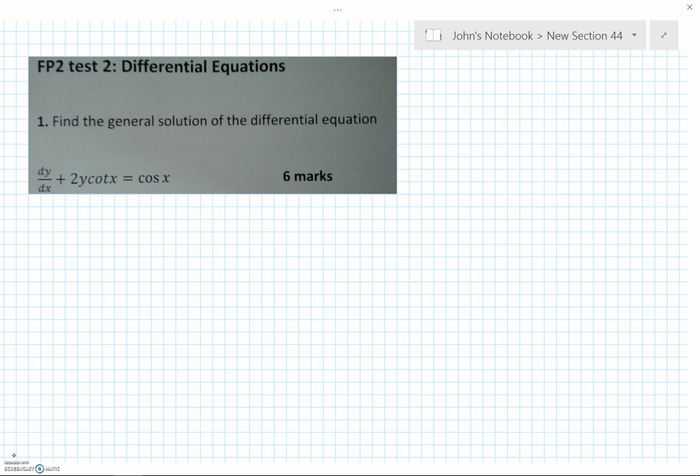So here we have the first question of the FP2 test at Havant Sixth Form College on differential equations. It's an integrating factor question. It clearly is that because in order to use the integrating factor, it needs to be of the form dy/dx + Py = Q, where P and Q are functions of x.